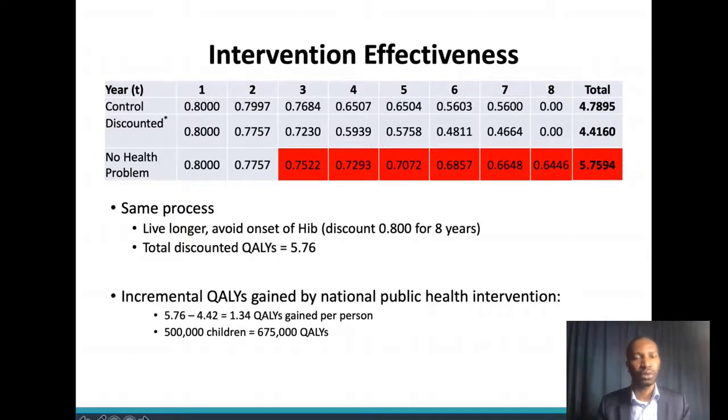QALYs gained per person. So, assuming that we have 500,000 children, then we'd multiply that by the 1.34 QALYs gained per person, and this would give us 675,000 QALYs that are gained by the intervention.